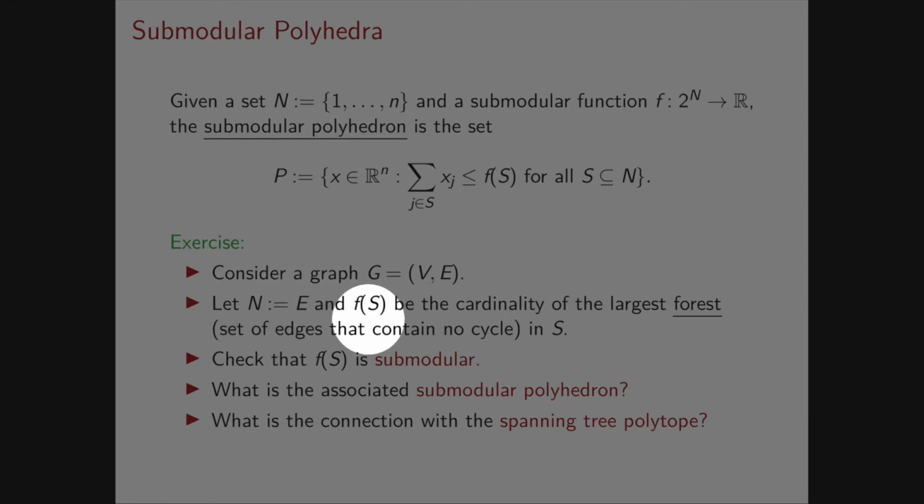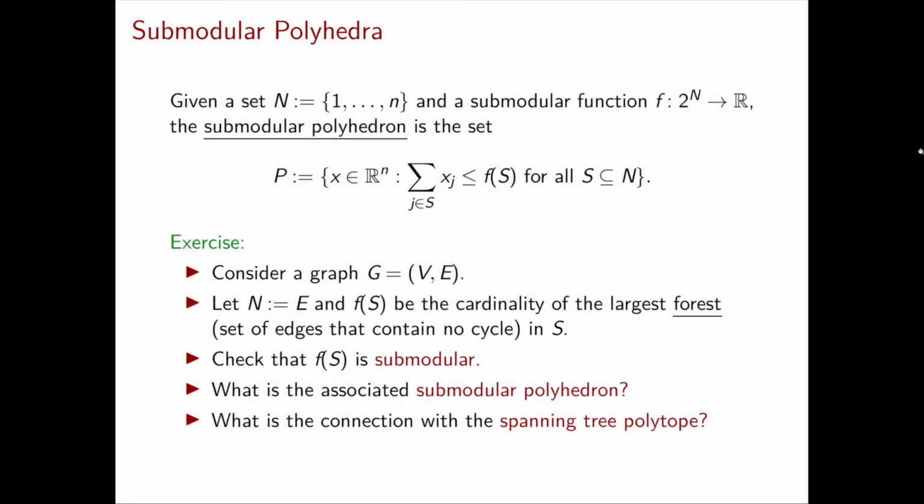And you define f of S, for every subset S of E, as the cardinality of the largest forest contained in S. We didn't really define forest so far, but we nevertheless look at this concept. A forest is defined as a set of edges that contain no cycle. So very similar to a tree, but it doesn't have to be connected necessarily.